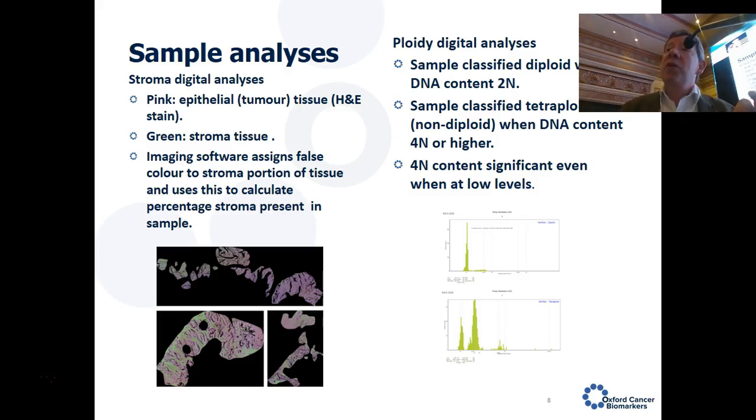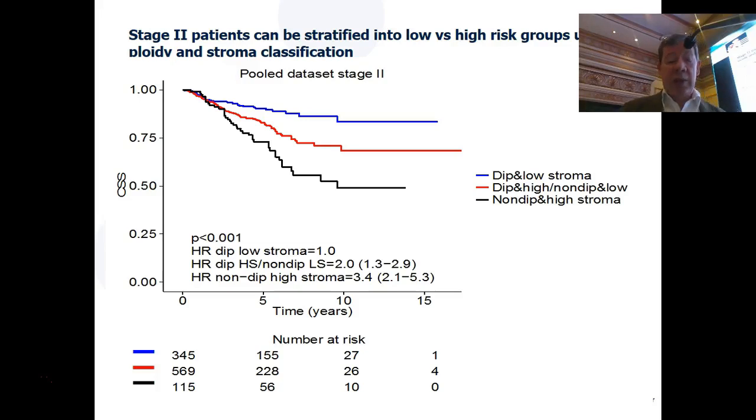So the more stromal cells are on the tumor, the worse the prognosis. And if we have tumors which have a DNA content which is aneuploid, that's more DNA than normal, this carries a bad prognosis. And when we put these two together, we get very nice separation of survival into a group which has got a very low chance of recurrence, the blue line, an intermediate group with the red line, and a high risk group with the black line.